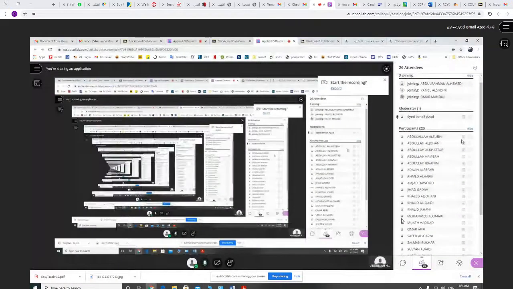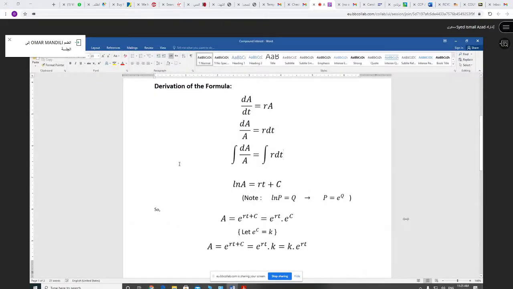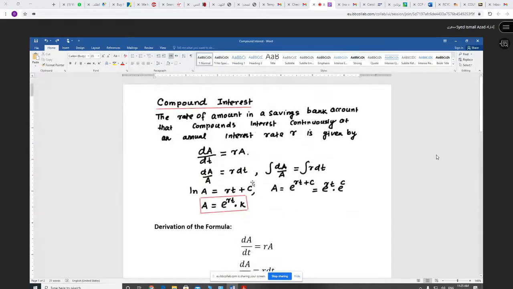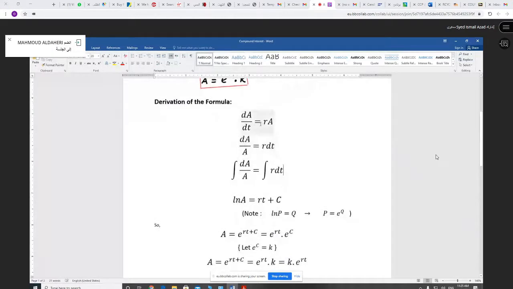Let me see. I'll start from the beginning. Look, we are trying to get the derivation for the formula of compound interest and the amount we get for the problem of compound interest. A rate will be given to you. So this is where we start the derivation of the formula. dA over dt is equal to RA. This is the master equation we are using over here.